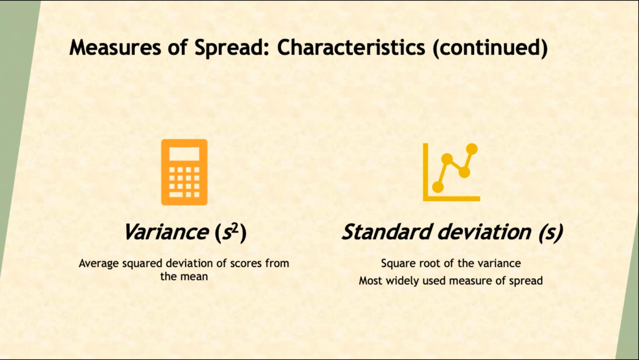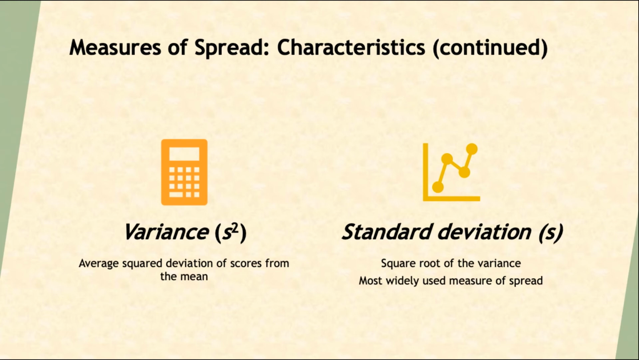Then the third one is the variance. The variance, or s squared, is the average squared deviation from the mean. The defining formula is s squared equals the sum of x minus M, all to the power 2, divided by n minus 1. Where x is each individual score making up the distribution, M is the mean of the distribution, and n is the number of scores.